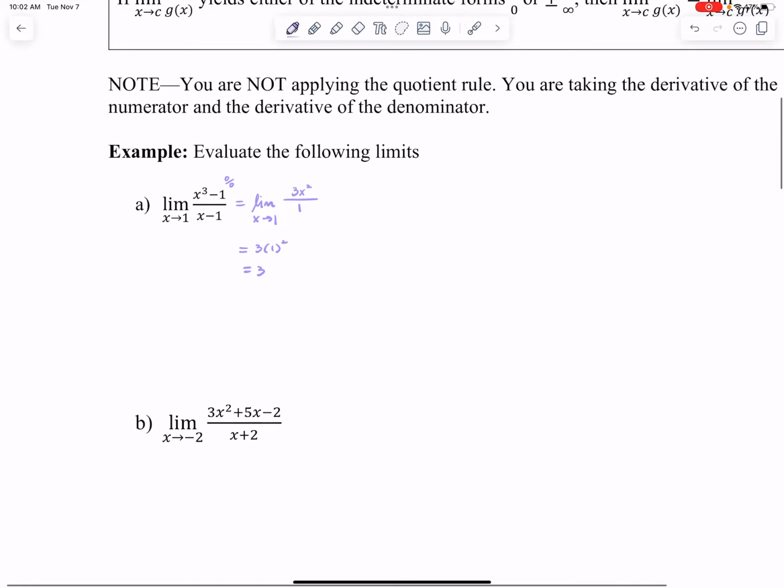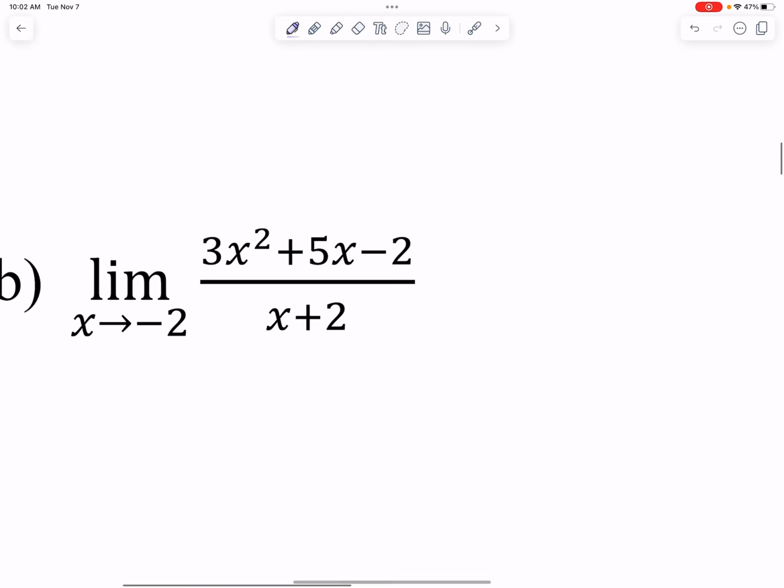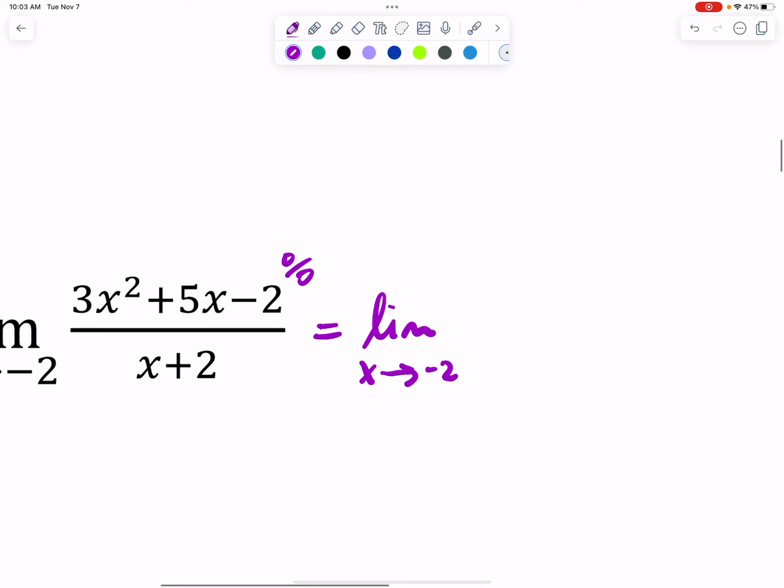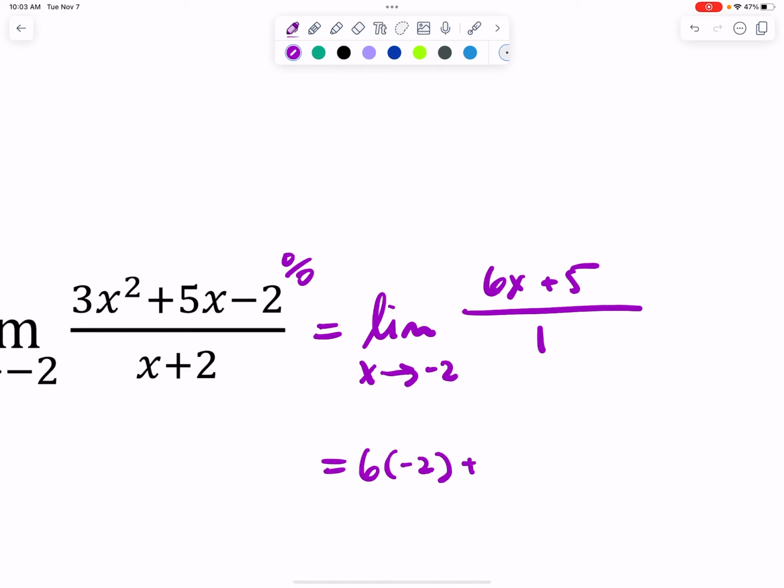Okay, another rational function. Again, if we thought about using direct substitution, we would run into 0 over 0, so we can think about applying L'Hopital's rule. So the derivative of the numerator, just applying power rule, and then derivative of the denominator would again be 1. So we can now try direct substitution, and that would be 6 times negative 2 plus 5, which is negative 7.